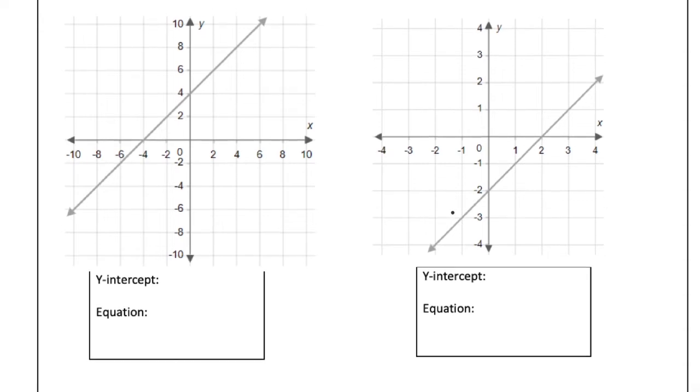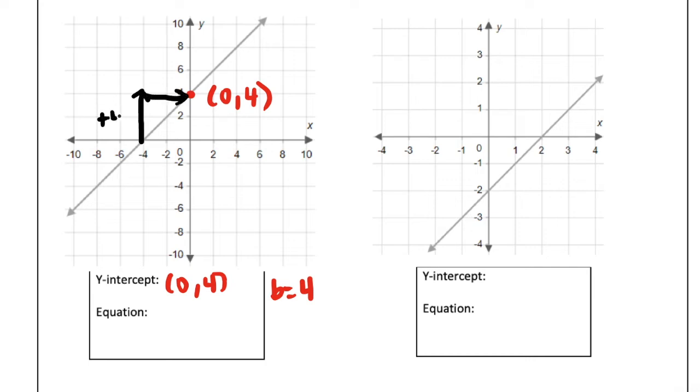So if you want to try these on your own, feel free to pause and then press play when you're ready, or just keep watching. So in this graph, our line is crossing through the point 0, 4. So that means our y-intercept is 0, 4, and that b value is just 4. If you want to check the slope, we're going up 4 and over 4, so 4 over 4, we get a slope of 1. So that means that our graph will be y equals x plus 4. Our slope is 1, our y-intercept is +4.